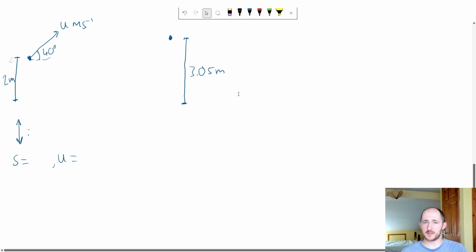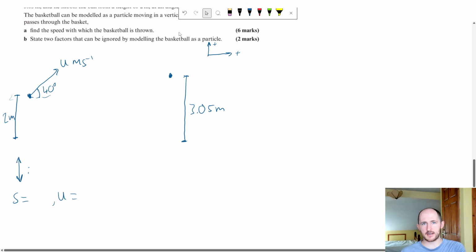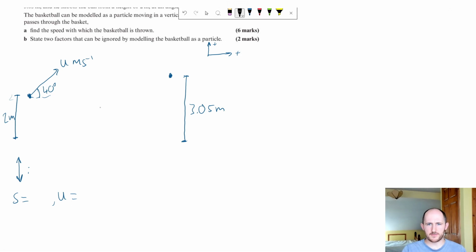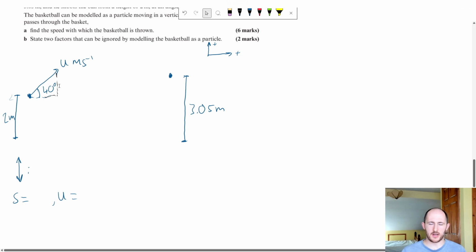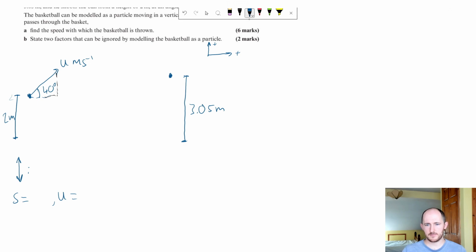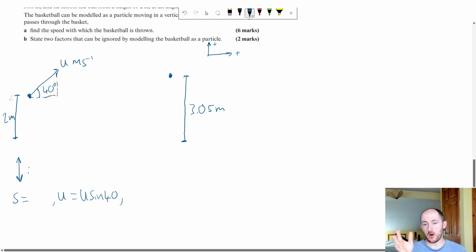Now, U is interesting because I'm only looking vertically. So if I resolve this vertically, that is the opposite side of this triangle. It's U sine 40. Because again, I'm only looking at that vertical component. V, again, it depends on how we want to define it, but we know for sure that A is negative 9.8, and I have no idea what the time is.